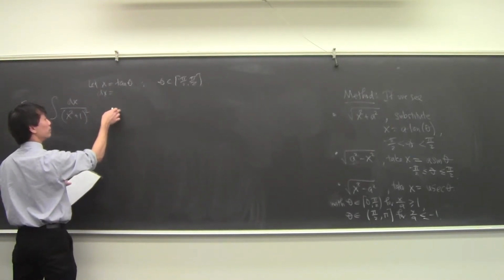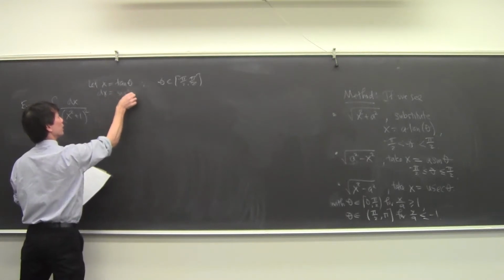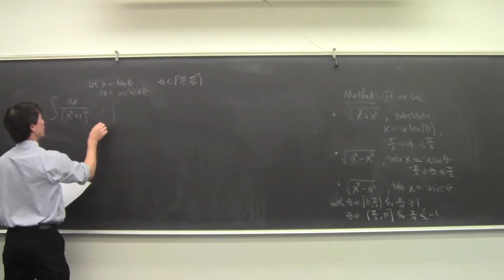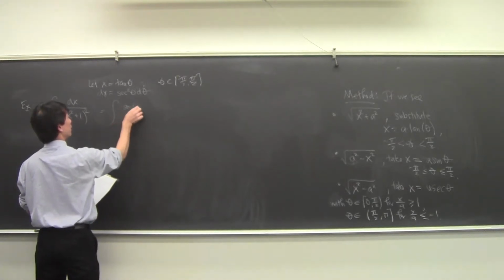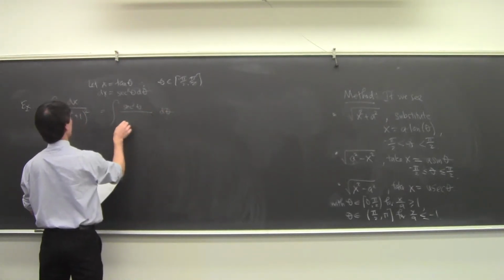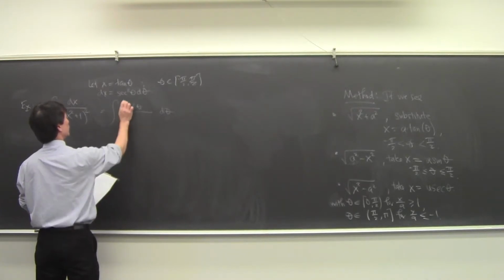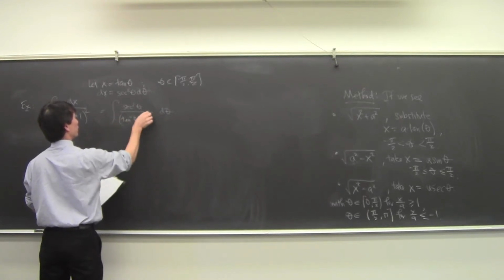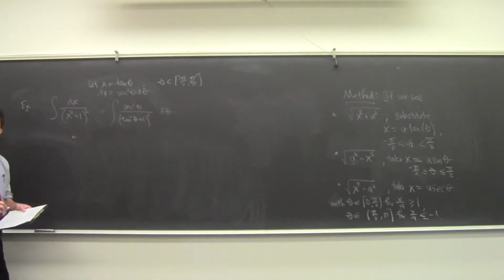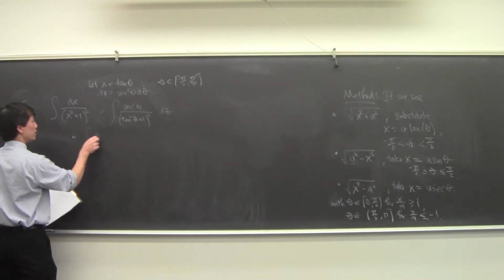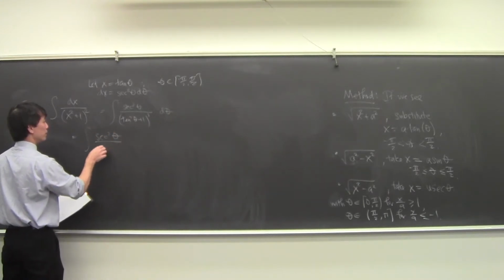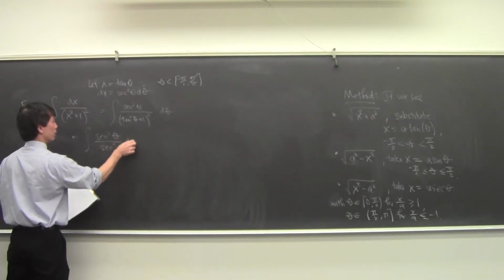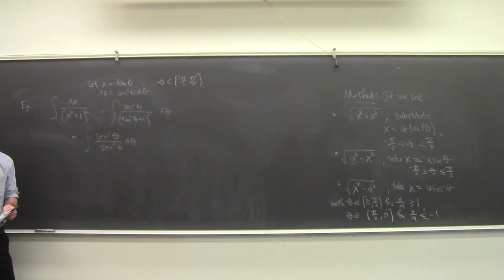dx is going to be what? Secant squared theta d theta, right? And so we change this thing into secant squared theta d theta over 1 plus the tangent squared plus 1 quantity squared, right? So you get secant squared over secant to the 4th d theta, right? Everybody okay? Right? Nothing amazing.